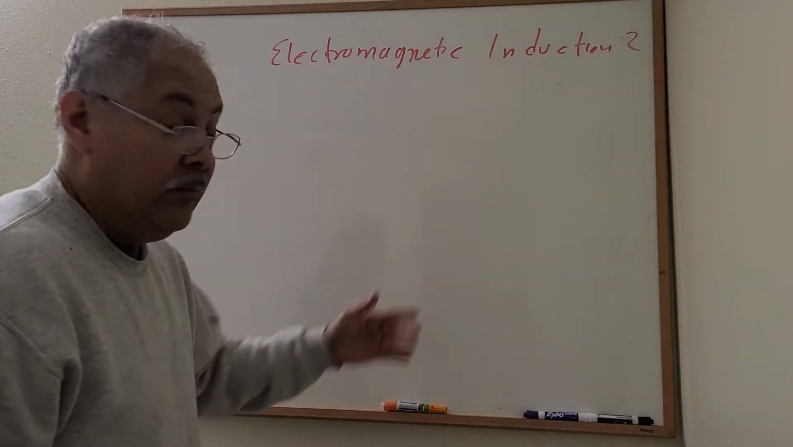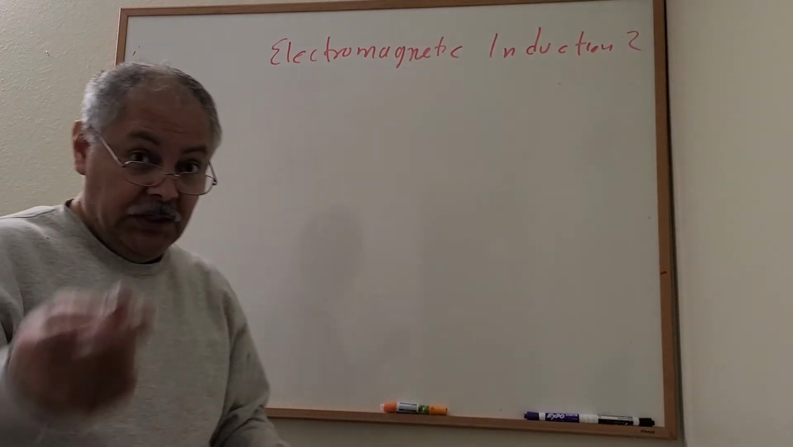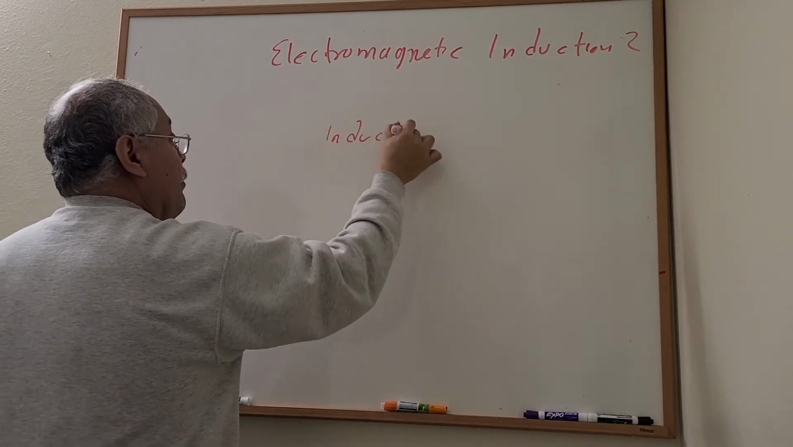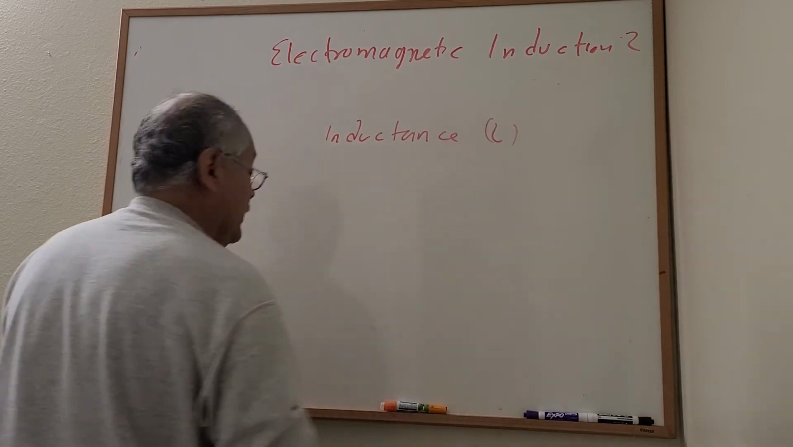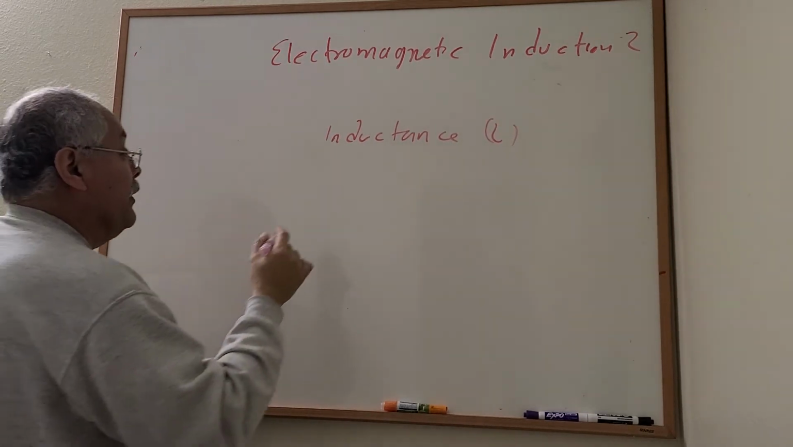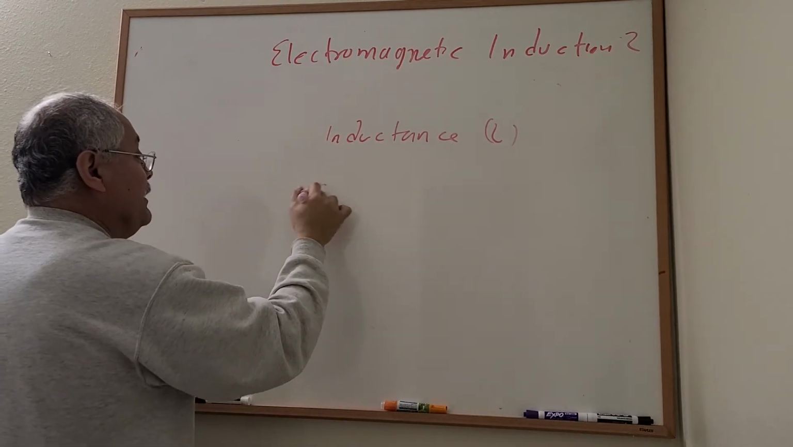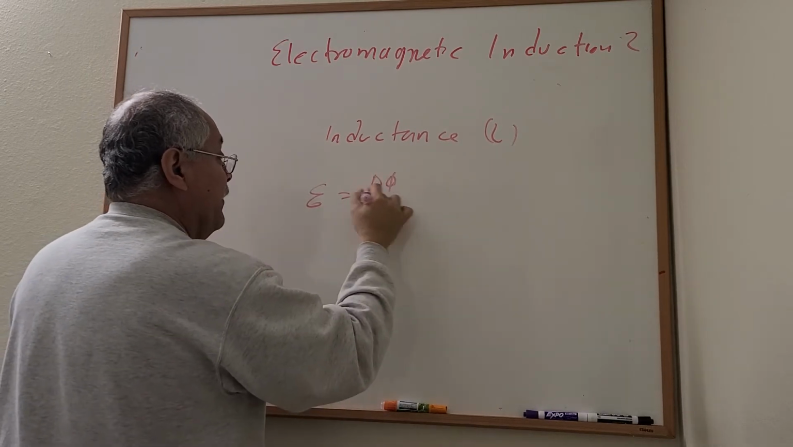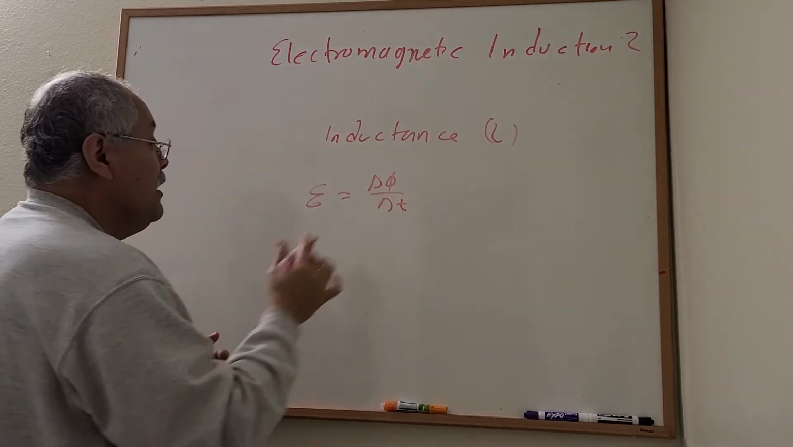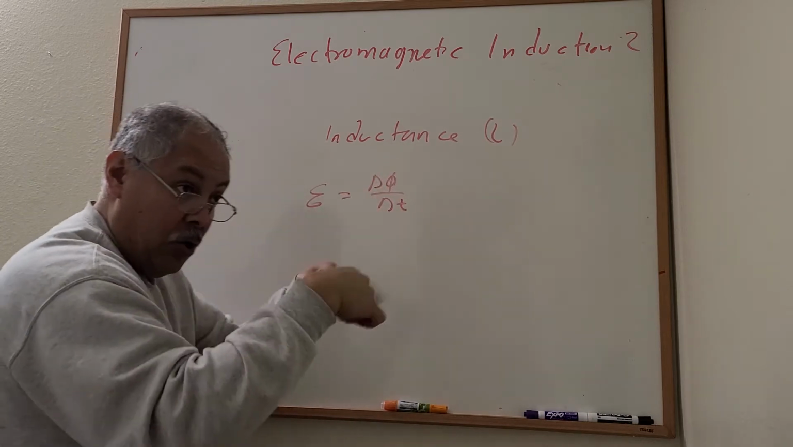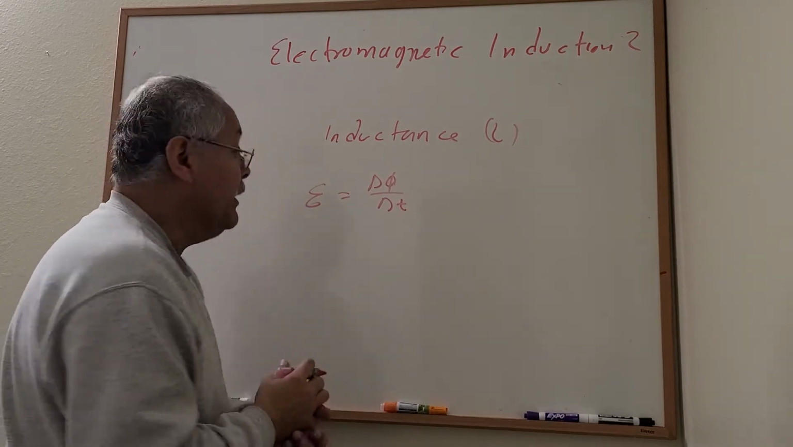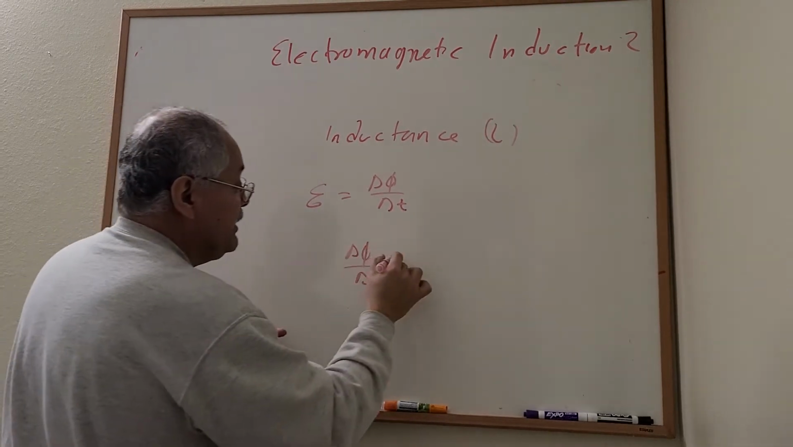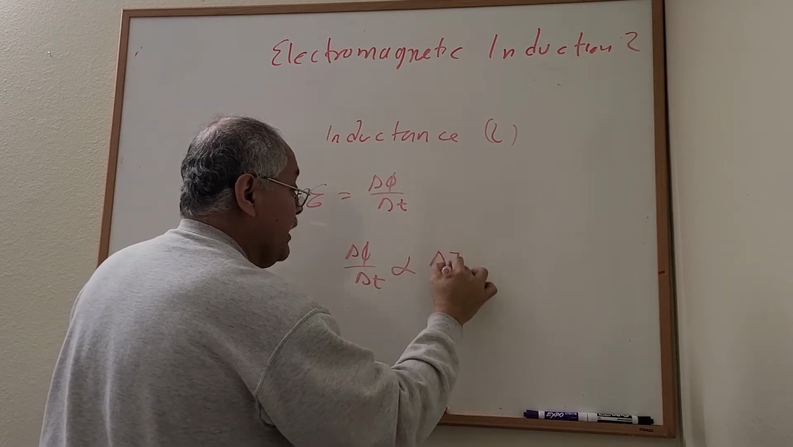Okay, let's continue the second part for electromagnetic induction. In the previous session, we found that the inductance, represented by the symbol L, is found in this way. We found that the electromotive force is equal to the change of the magnetic flux with respect to time. But we know that the magnetic flux, when we have a coil, is proportional to the current, so this change in magnetic flux with respect to time is going to be proportional to the change of the current in that coil.